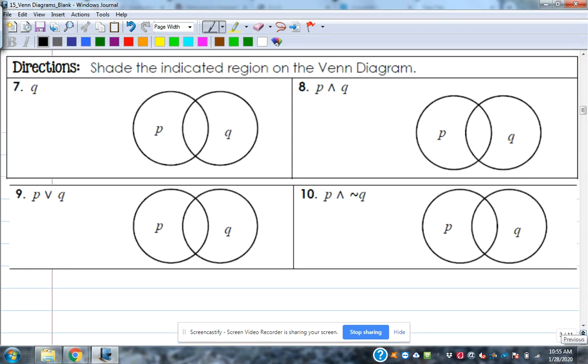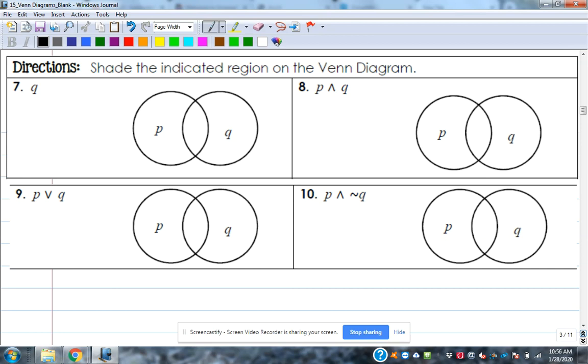All right. Number 7 says shade the indicated region in the Venn diagram. So we're going to take a Venn diagram that's already drawn and shade what the statement says. And it doesn't really even matter what P and Q stand for. It's based on just the logic of the statements. Number 7 has a sometimes Venn diagram there, and they want us to shade Q. So what do we shade? Just the Q? You don't shade the middle?